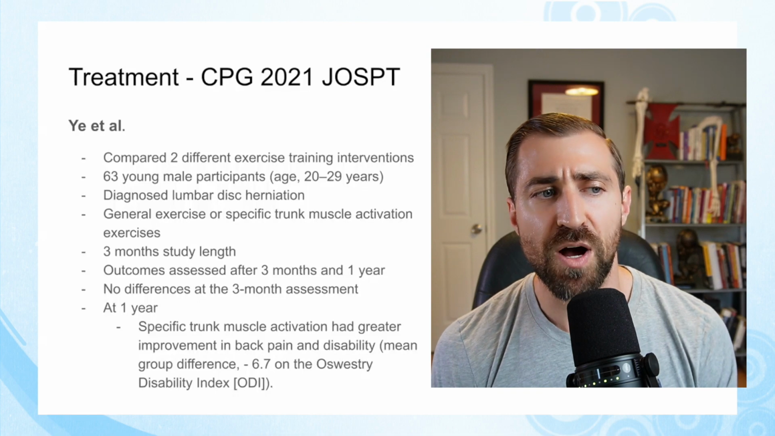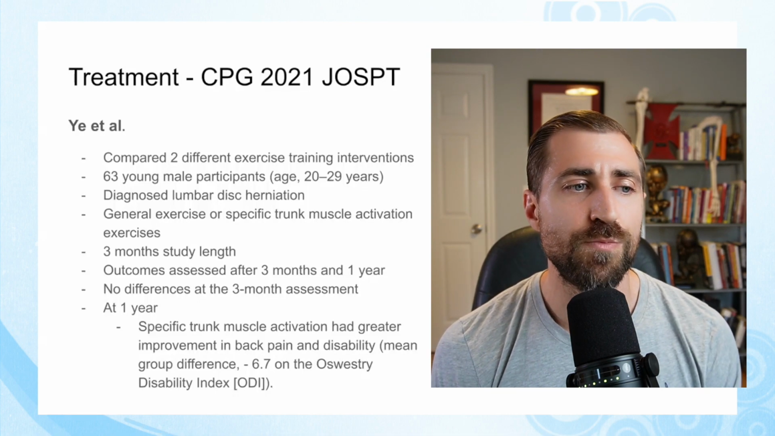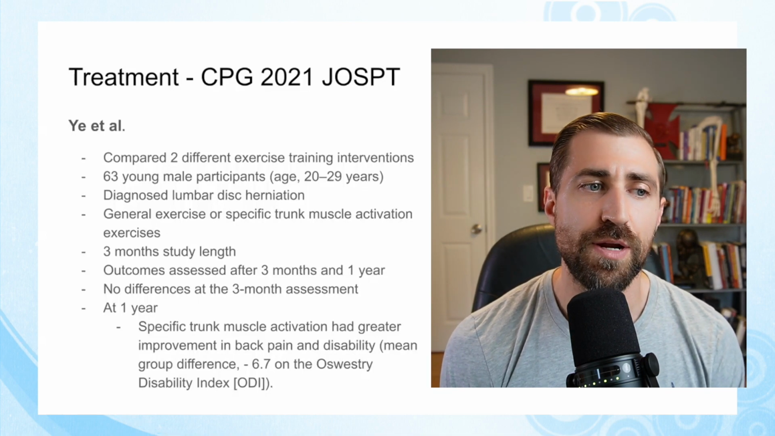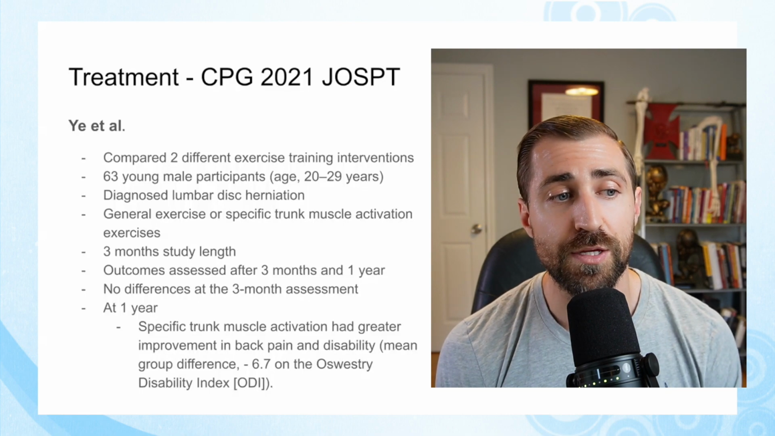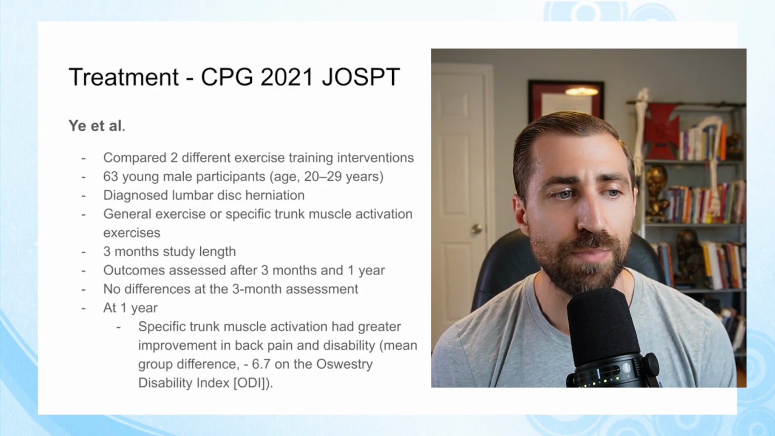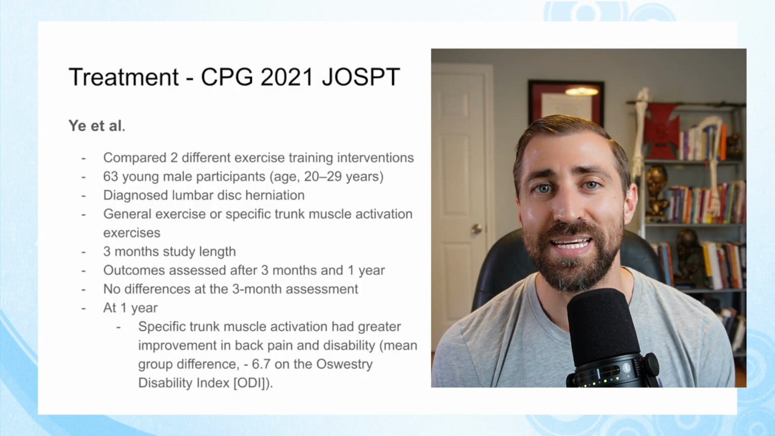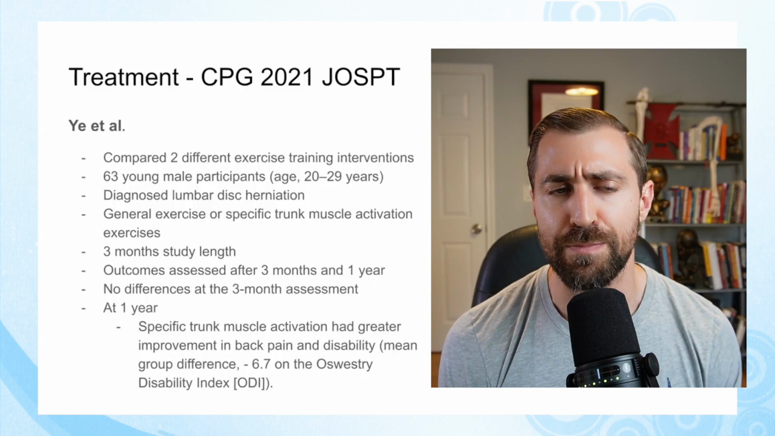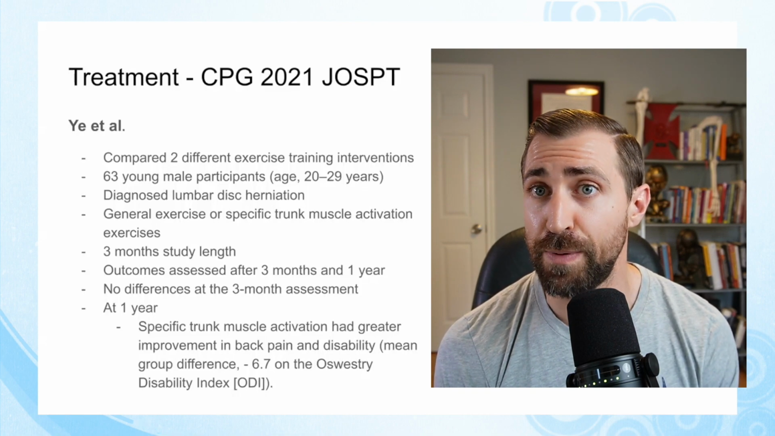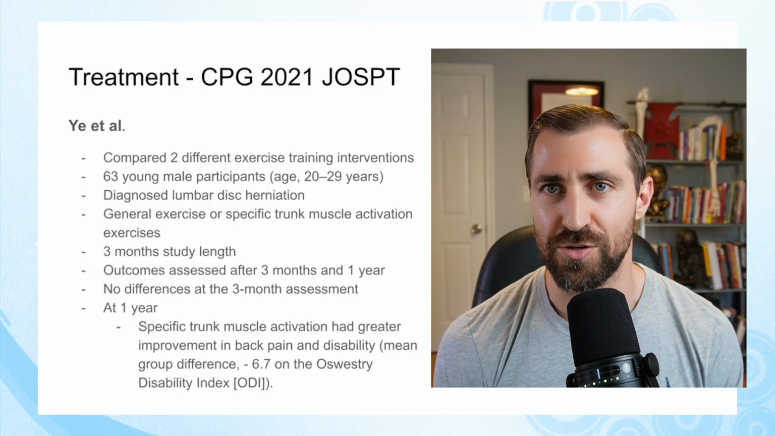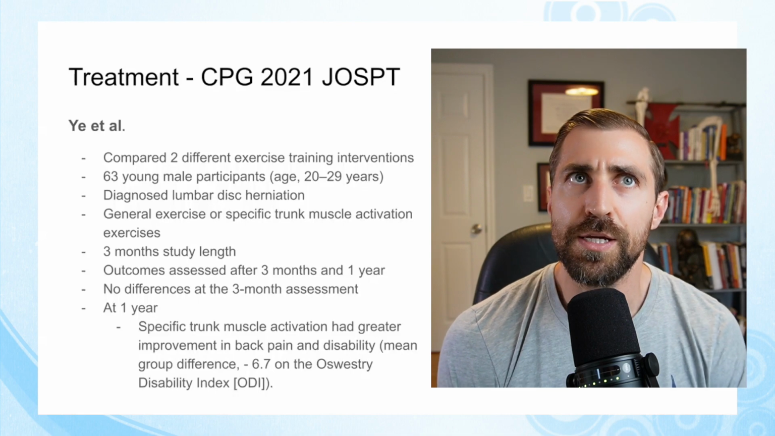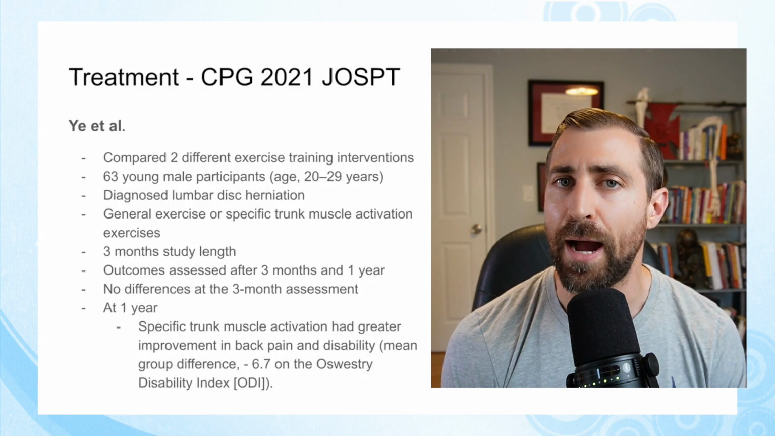The study was 3 months in length. Outcomes were assessed after the 3-month period and 1 year. And what they found is that there was no difference at the 3-month assessment, but at the 1 year mark, the specific trunk muscle activation had a greater improvement in back pain and disability from the Oswestry Disability Index, right? And that's fairly interesting because, should patients with radicular low back pain actually get physical therapy, or should they just be given the advice to go exercise, right? And this study kind of showed if we give them specific targeted exercise, seems like at least at the year mark, they have a little bit better outcome, right?